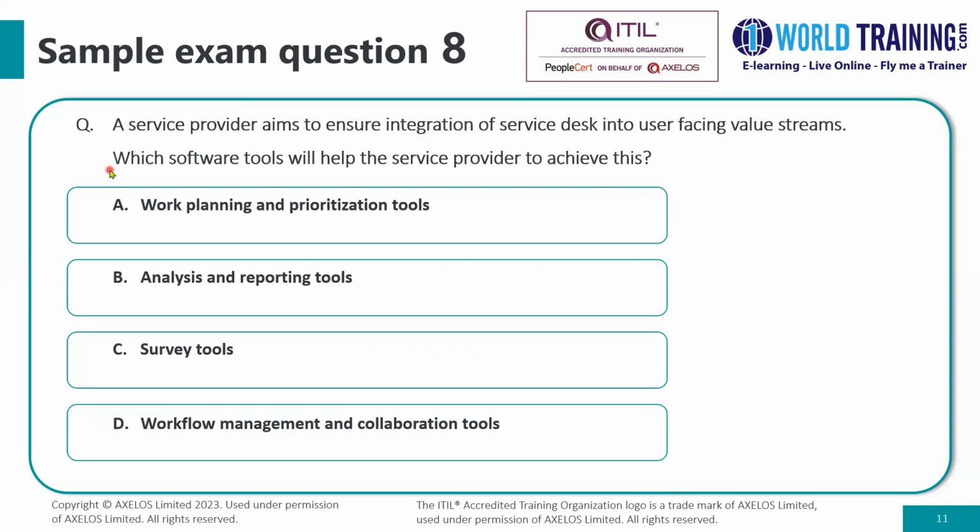In such questions, it is good to eliminate the incorrect answers first, because it is about integrating the service desk into the user-facing value streams. Therefore, we should be able to eliminate option A because that is about work planning and prioritization and tracking. Option B is about analysis and reporting. So these two can be ruled out. Option C is about the customer survey and the feedback. We can rule out C as well. Therefore, we are left with D, the workflow management and collaboration tools.